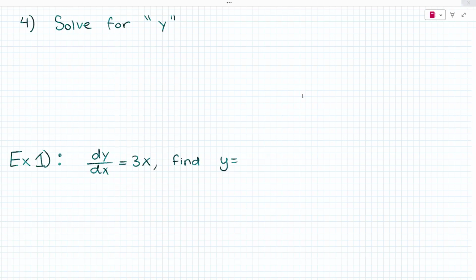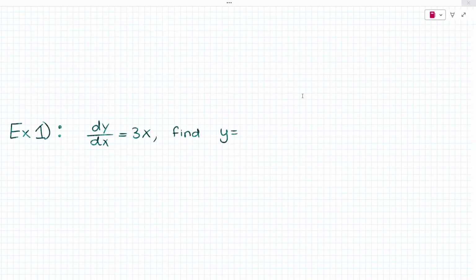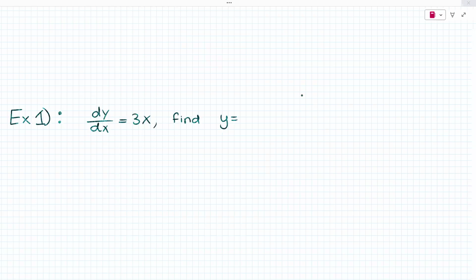So we have dy over dx equals 3x. Find y. So this is definitely a separable differential equation. So the first step I'm going to do is separate, or you can think of it as cross multiply. This 3x has a denominator of 1, so go ahead and cross multiply. 1 times dy is dy, and then 3x times dx is going to be 3x dx.